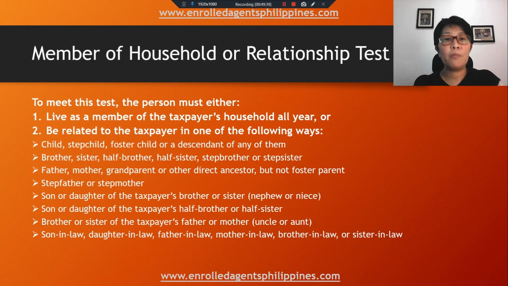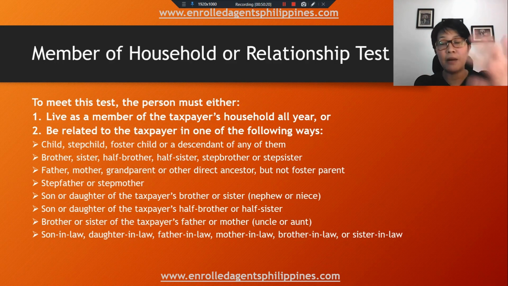Okay. Ano naman yung member of household relationship test? So, another test to be satisfied para ma-considered as qualifying relative. To meet this test, the person must either, number one, live as a member of the taxpayer's household all year or be related to the taxpayer in one of the following ways. Ito naman, one of the following ways. Hindi naman kailangan lahat. Okay? Kahit isa lang dito, pwede. So, child, stepchild, foster child, or descendant of any of them. Okay? Brother, sister, half-brother, half-sister, stepbrother, or stepsister.